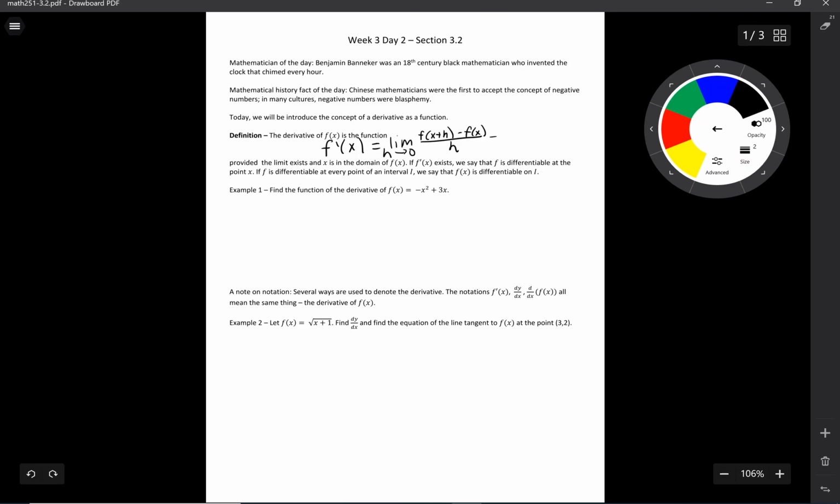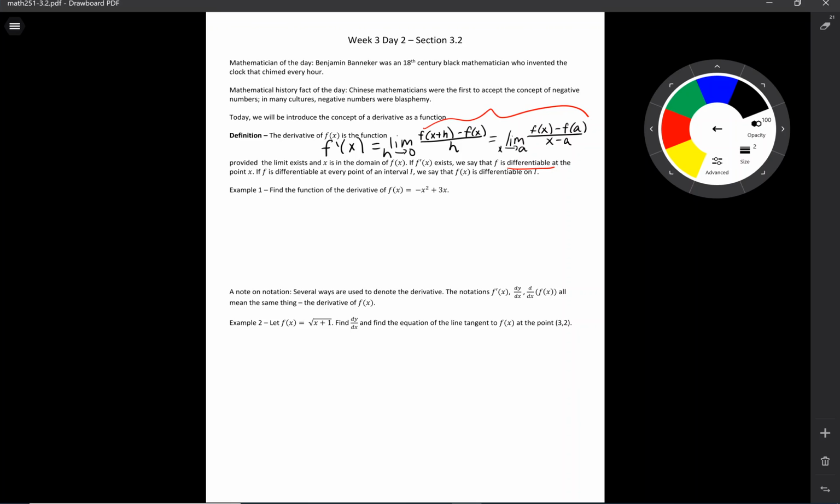We also introduced the definition, the limit as x goes to a of f of x minus f of a over x minus a. These two expressions are mathematically equivalent to each other, and we can use either one of them whenever we would like. Of course, this is the derivative if the limit exists and x is in the domain of f of x. If f prime of x exists, we say that f is differentiable at the point x, and if f is differentiable at every point in an interval I, we say that f of x is differentiable on I.